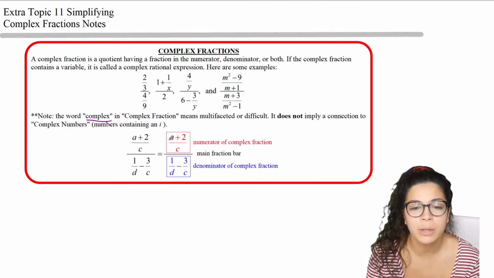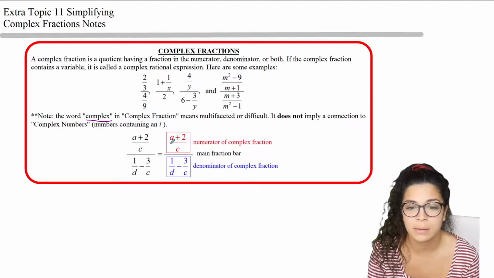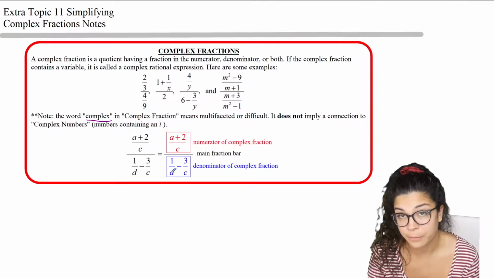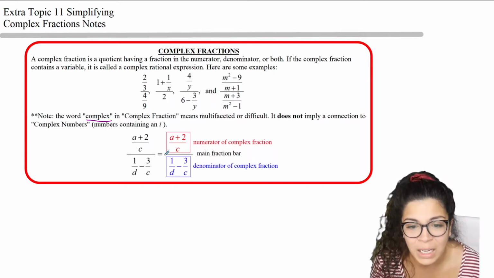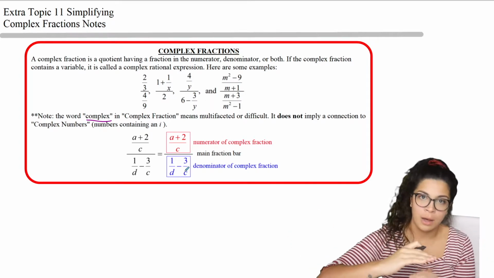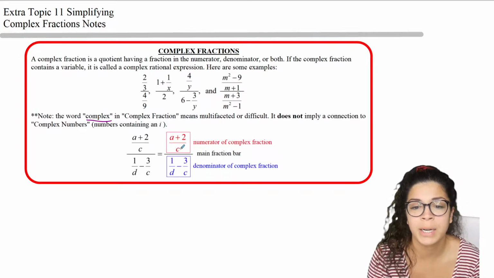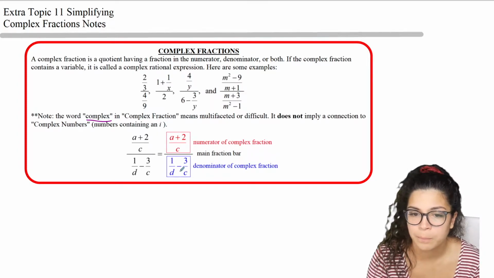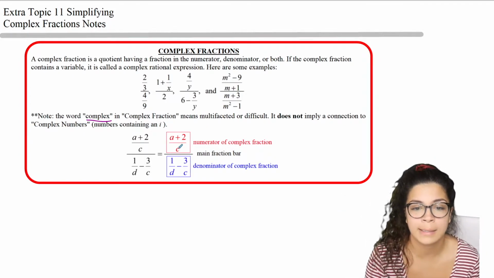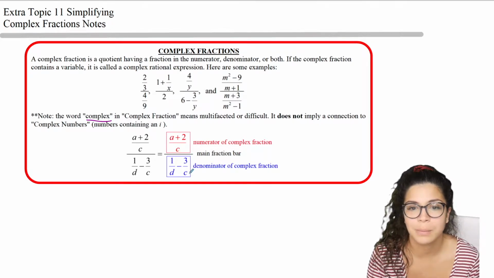Now, what I want you to be careful with in complex fractions is that there's a numerator that is a fraction, there's a denominator that is a fraction, and then you have a main fraction bar. So it's almost like a fraction over another fraction at the bottom. Okay? So this would be considered the numerator, and this would be the denominator. Now notice that in the numerator you have one fraction consolidated together, versus the denominator where you have two fractions. So that's important later on.